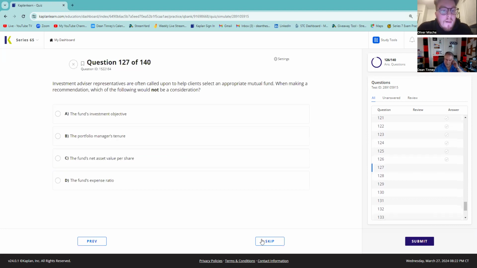Investment advisor reps are often called upon to help clients to select an appropriate mutual fund. When making a recommendation, which of the following would not be a consideration?